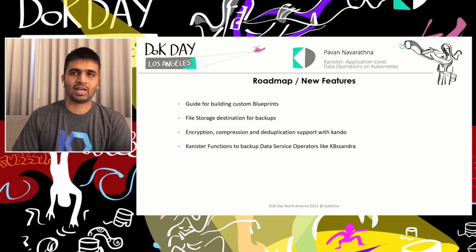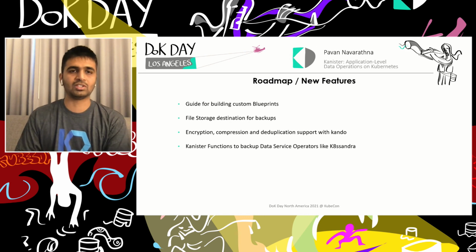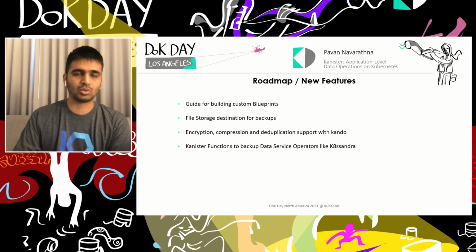There's also a plan to add file storage as destination for backups. And we saw that Kanister actually moved all the backup data into S3 storage, right? So we don't know how small or how big the data is. So we are planning to add encryption, compression, and deduplication for the data that is being moved. So in case of large database dumps, we can pretty much use all these features to easily save some storage on either S3 or our file storage.